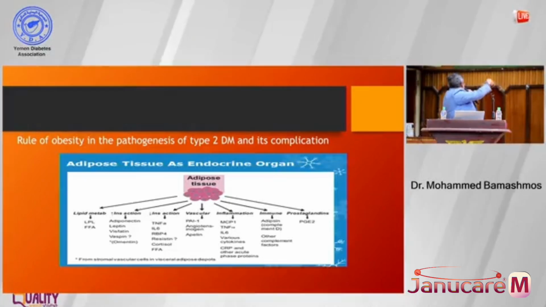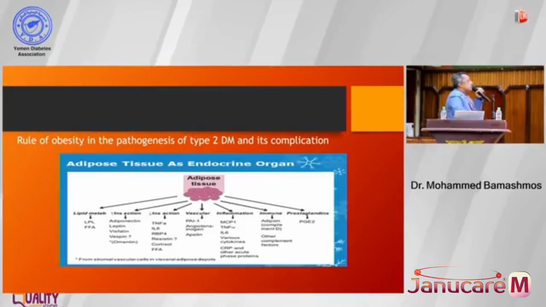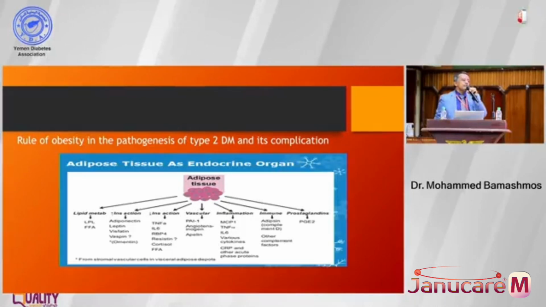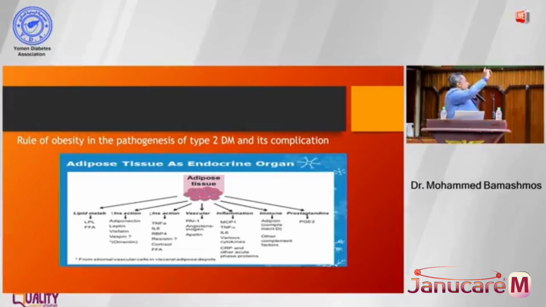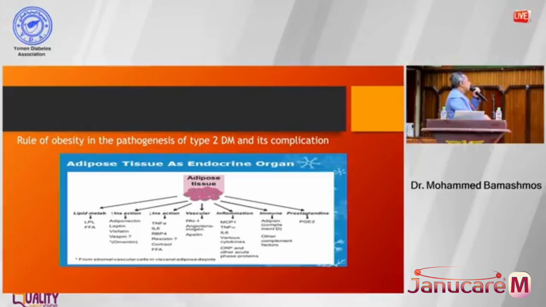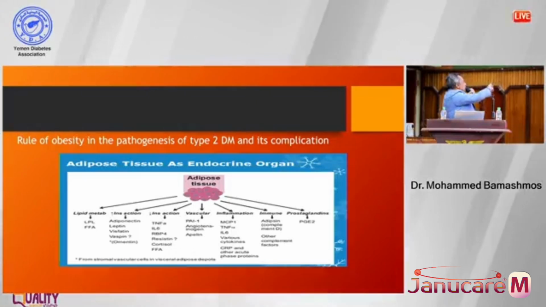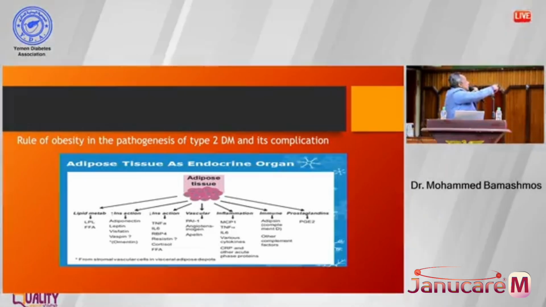It plays an important role in lipid metabolism by increasing the activity of lipoprotein lipase, with increasing free fatty acids, which are deposited in the liver and in the skeletal muscle, causing insulin resistance. It is deposited in the beta cell of the pancreas, causing lipotoxicity. It secretes other adipokines which increase insulin action, like adiponectin, leptin, and visfatin.